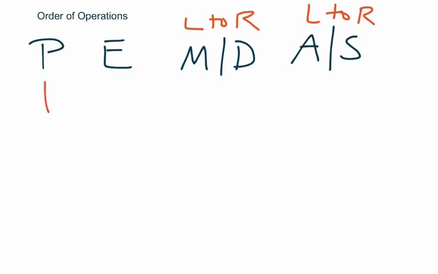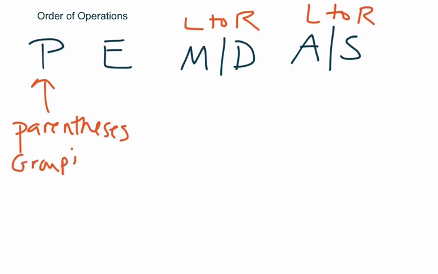Now, the P technically stands for parentheses. So I'll go ahead and put that in there. Parentheses. But really what it stands for is grouping symbols. Okay, so we want to make sure that we're really clear about that. It's in the acronym as a P for parentheses, but it's really any kind of grouping symbol. And there are lots of grouping symbols that sneak in. Parentheses are just the ones that we think of at first.